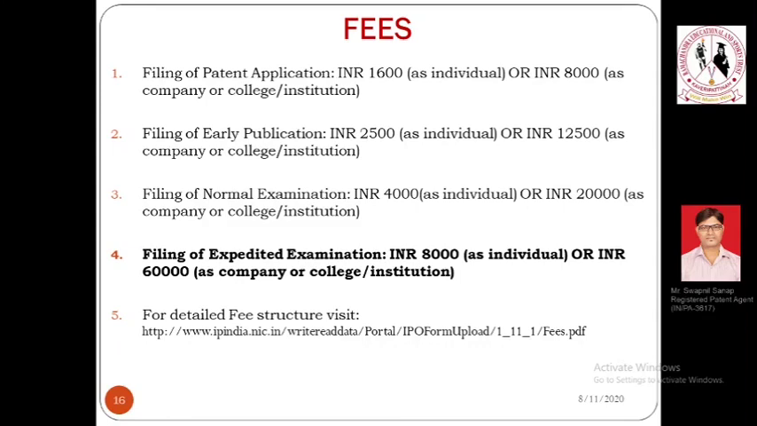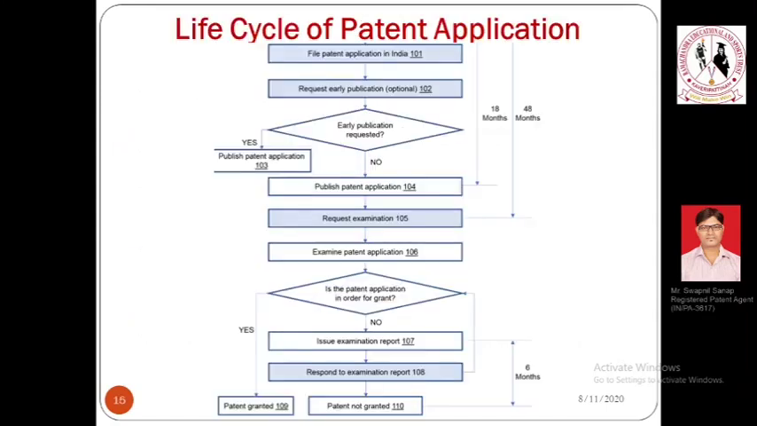An obvious question that may come to one's mind is: the fee is on a higher side and it is very expensive, so why should I opt for expedited examination? There is a very simple answer to that. Let me come back to this particular life cycle. I told you very clearly that according to the Indian Patent Office, 48 months of time are required for a patent to be disposed of, either patent granted or patent rejected, from the date of filing of the application, which is the earliest one, right? 48 months, that means 4 years. This is the normal process.